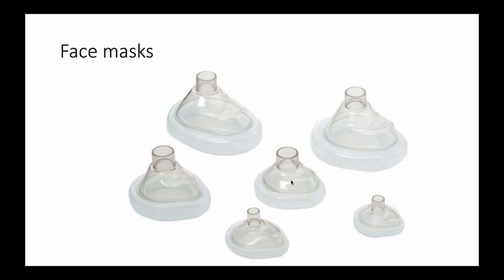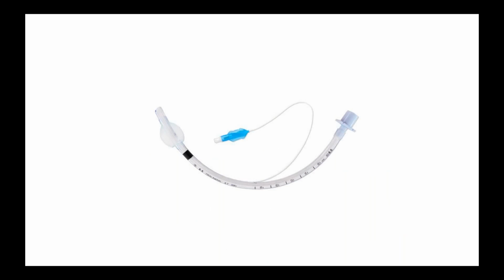Okay, so this is the face mask which is attached to the ambu bag. The upper end of the face mask is kept at the bridge of the nose, and the lower part is kept over the chin. So it makes an airtight seal over the face of the child, so that whatever air you push in goes directly into the lungs. So sometimes we use an endotracheal tube. So this is an endotracheal tube.